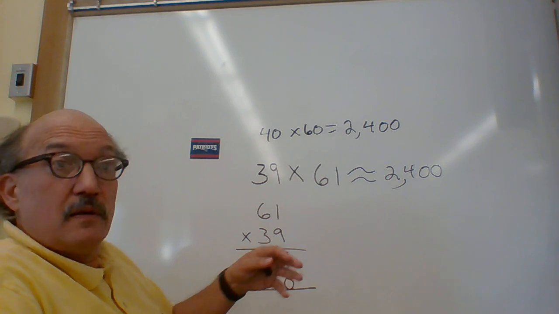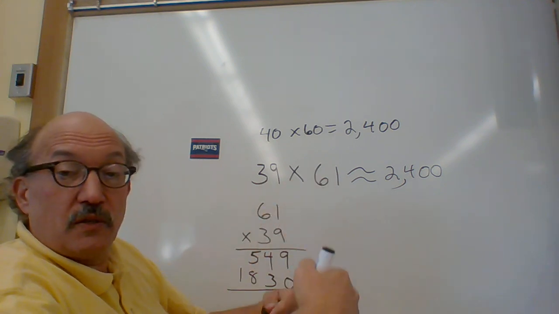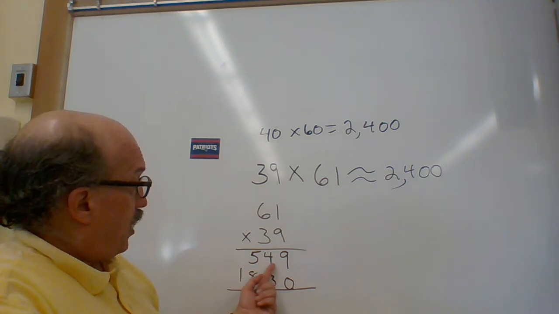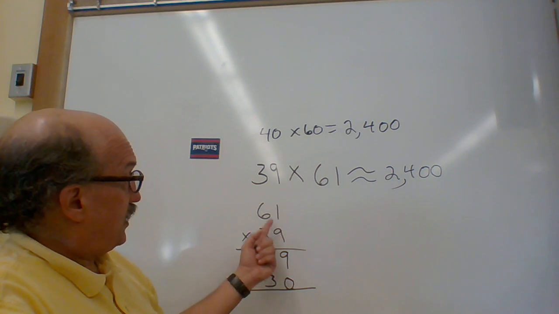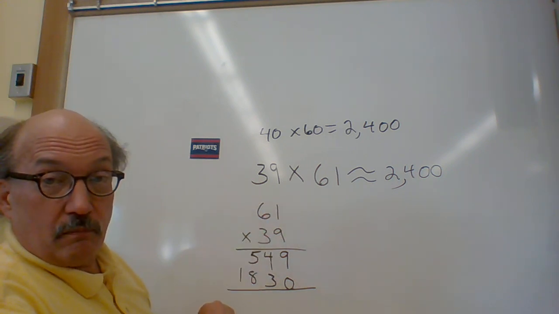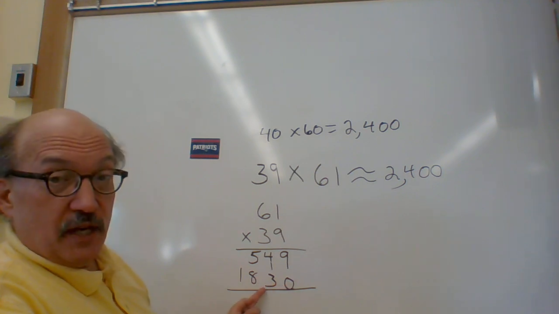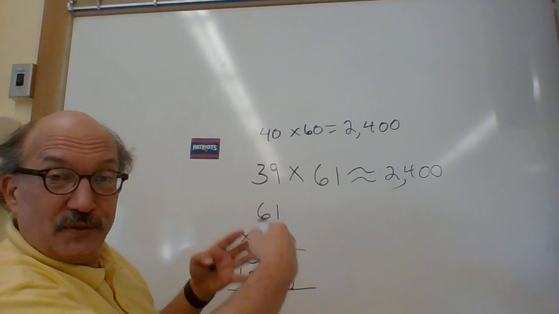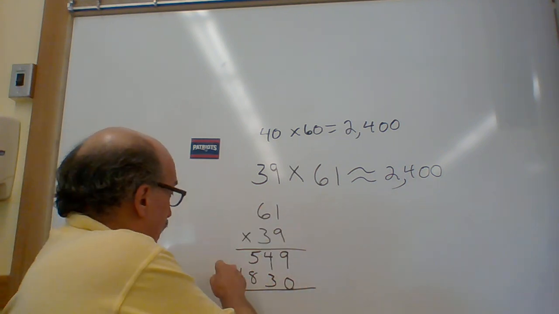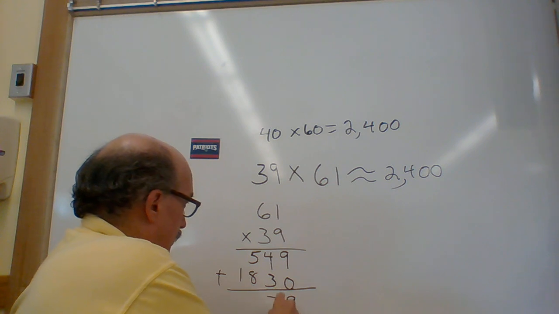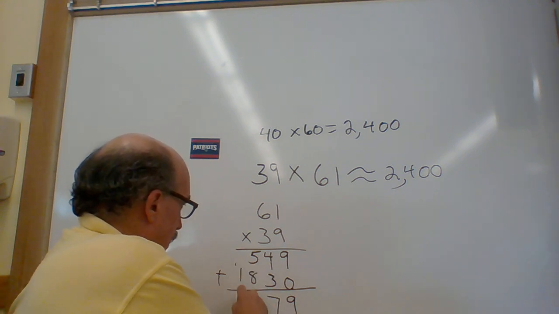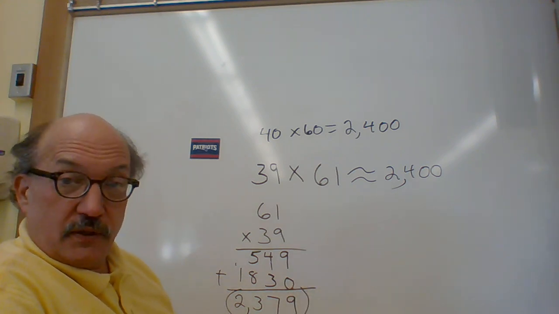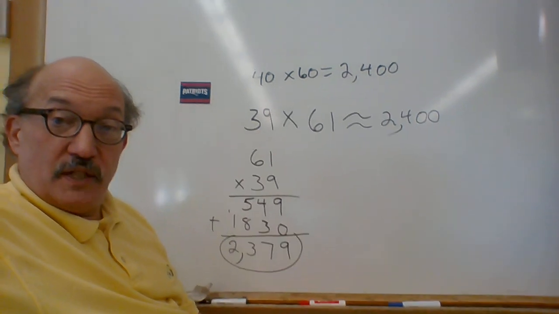When you're multiplying, the answer you get to a multiplication is called the product. The product of 2 and 3 is 6. Well, this 549 is the product of 9 and 61. This 1830 is the product of 30 and 61, but they're only partial products to the overall problem, so they have to be added together. 3 carry the 1 here, 2,379. Now, does that pass the reasonableness test?